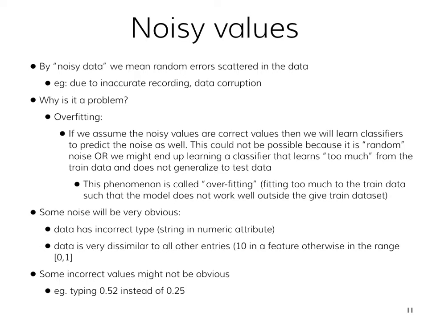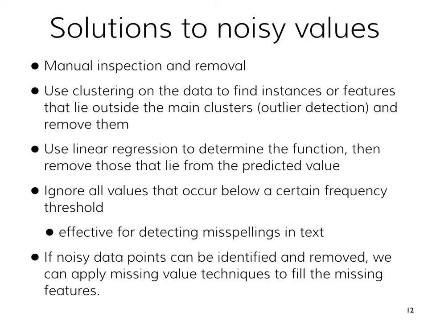The other problem in data mining that's closely related to missing values is the noisy value problem. Here we have actually measured the data points, so nothing is missing, but our measurements contain a certain amount of noise. Some noise could be quite obvious, like an incorrect typo in your data, or it could be quite difficult to detect, like accidentally typing 0.52 instead of 0.25. We can do manual inspection, but it doesn't scale up. We could, for example, cluster our data points, and if a certain data point is incorrect, it will stand out as an outlier. Or we can learn a linear regression function, and then remove any data points that lie far outside this linear relationship.